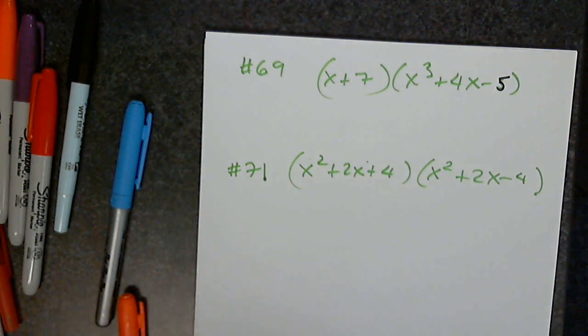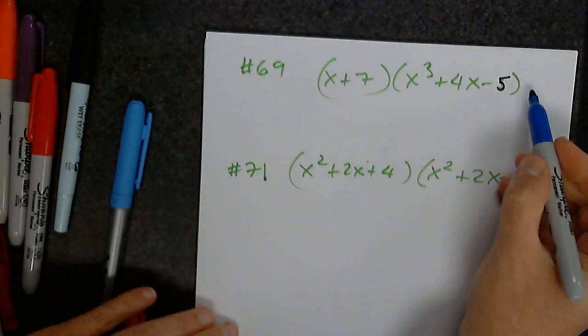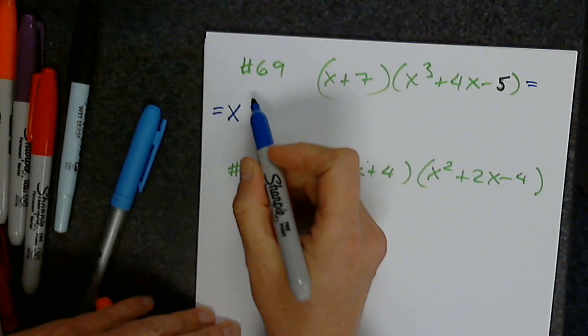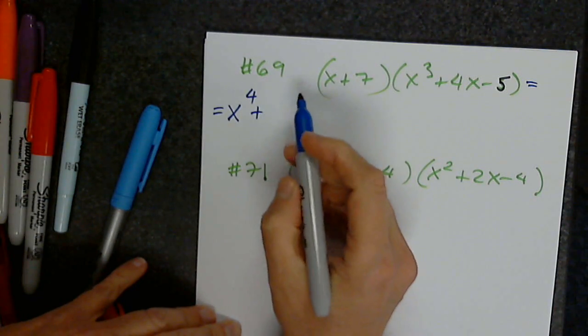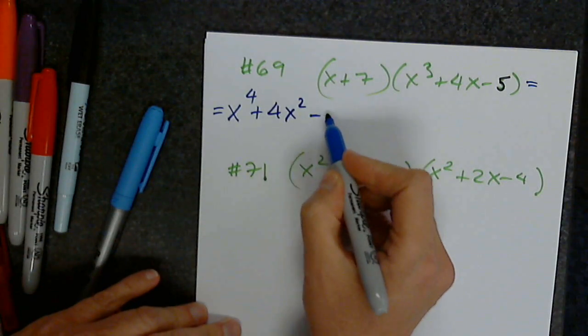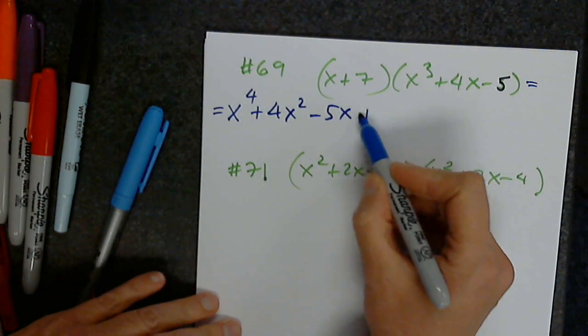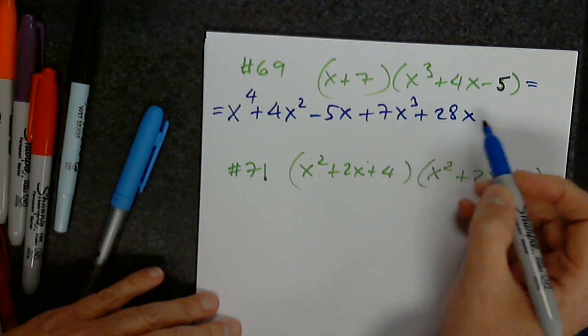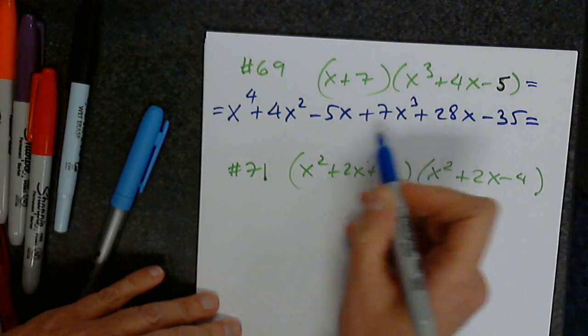Can anyone give us the first step in 69? X times x cubed, which is x to the fourth, good, plus 4x squared, yes, minus 5x, good, plus 7x cubed, very good, plus 28x, yes, minus 35. Excellent.